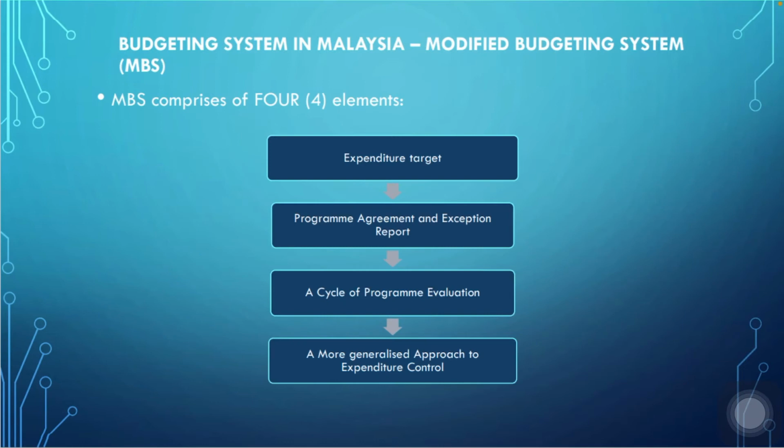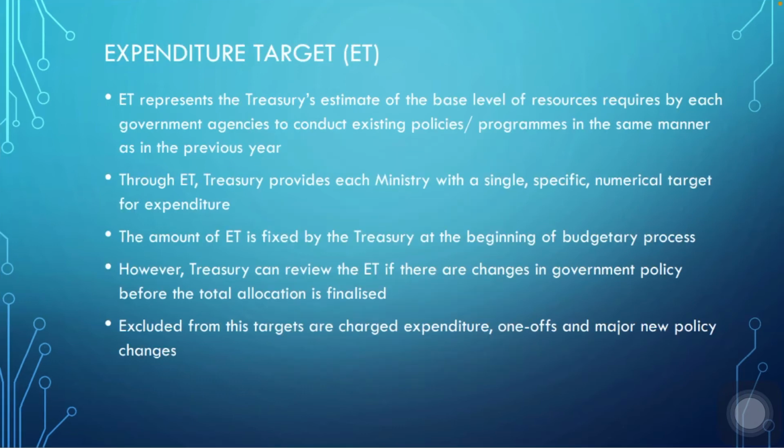So, sama juga macam PPBS, dalam MBS juga dia pun ada 4 elemen. So, kita akan go through one by one lah. So, the first element is the expenditure target, ET. So, ET represent the treasury estimate.